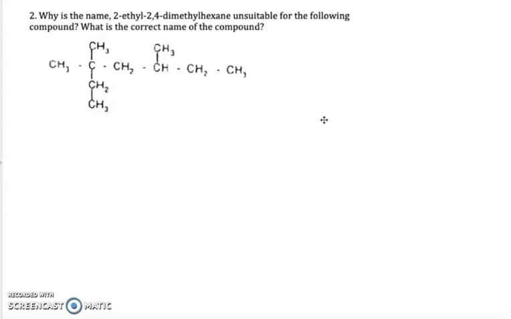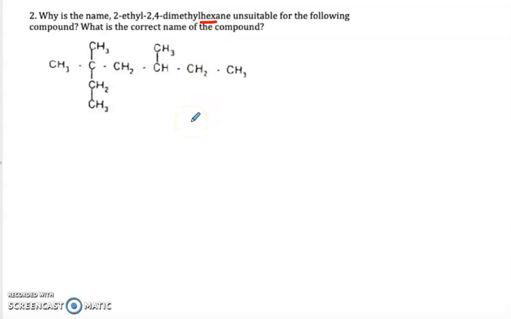When you first look at it, you might think, well, that name seems pretty good to me, right? I've got my root right here, which is hex, which means 6. And I go 1, 2, 3, 4, 5, 6. So that sounds fine. Ane is good because all I see are single bonds. I don't have anything else. And then it's 2-ethyl. Well, 1, 2, here's an ethyl. That seems good. And then we have a 2,4-dimethyl.